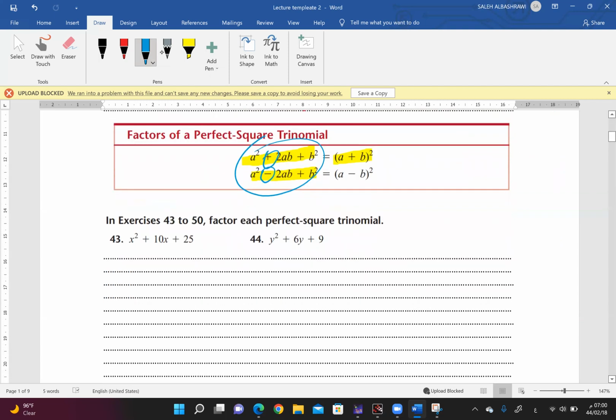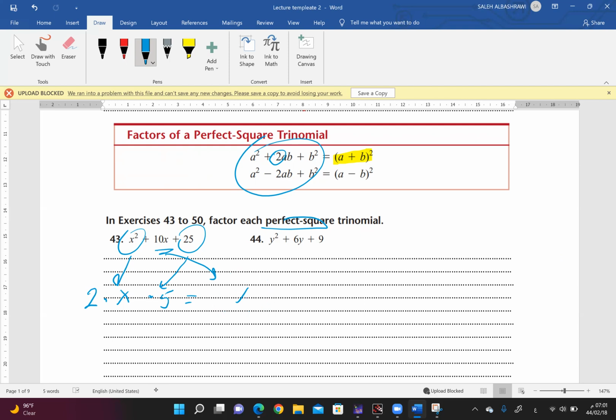For example, let's factor each perfect square trinomial. It's given that this is a perfect square. But if it is not given, how do we know that this is perfect? To check whether it is perfect or not, I will take the x square. The square root of x squared is equal to x. 25, if we take the square root, I will have 5. Now from the formula, in the middle term there is 2. So if I multiply by 2, 2 times x times 5 is equal to 10x. Now 10x, this is the middle term. So this is a perfect square.